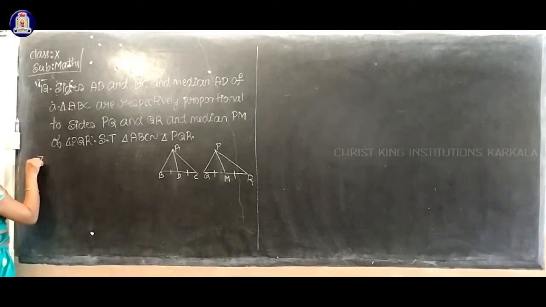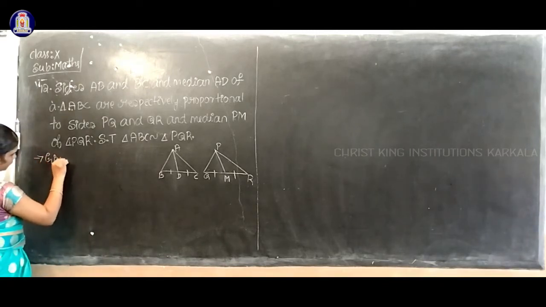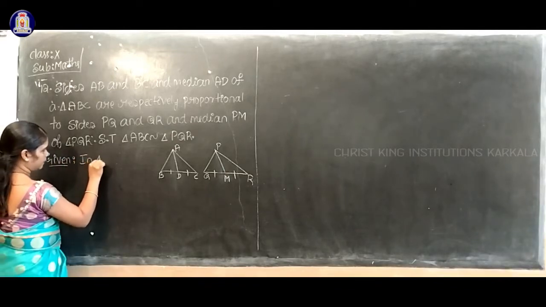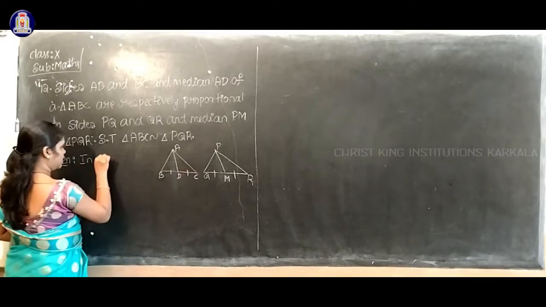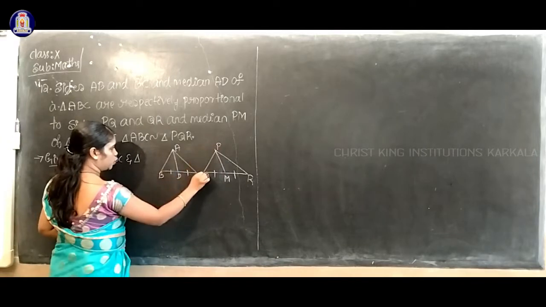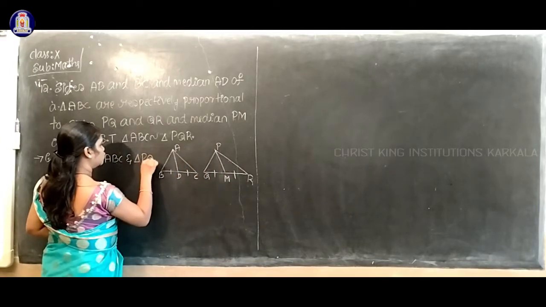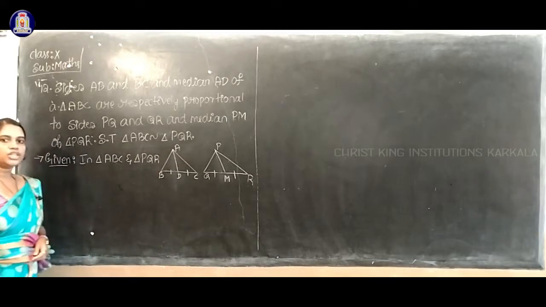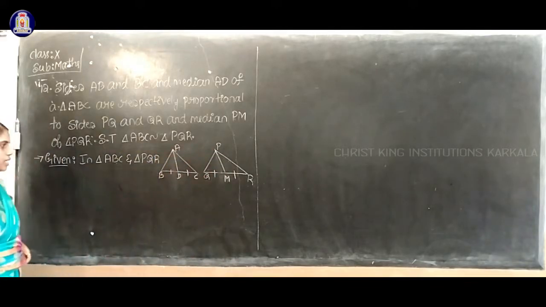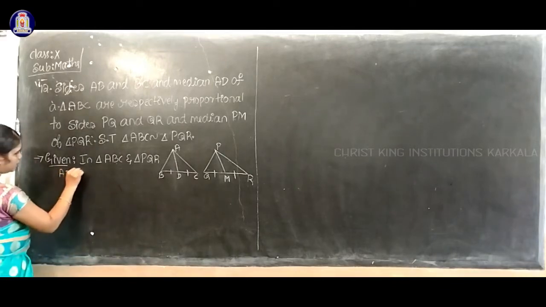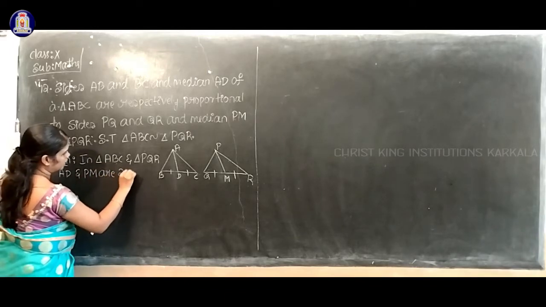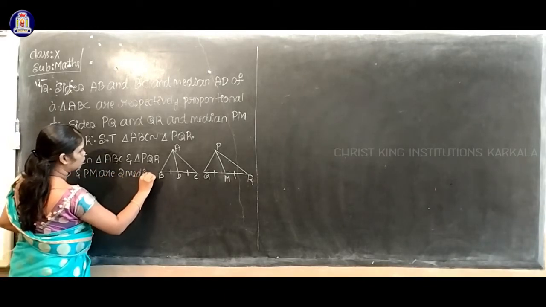Given, in triangle ABC and triangle PQR, which are the two medians here? AD and PM. These are the two medians. AD and PM are two medians.